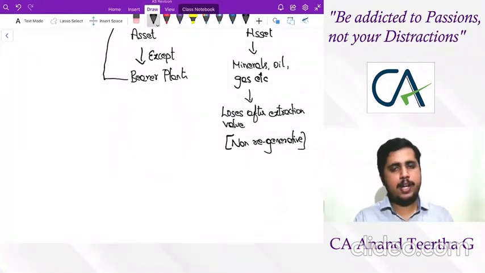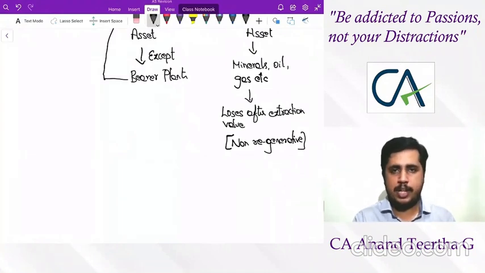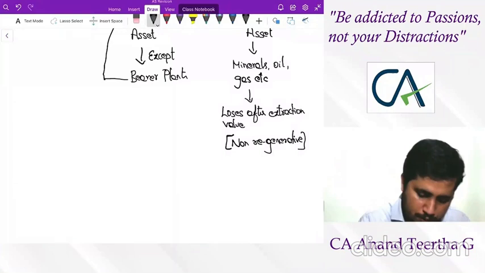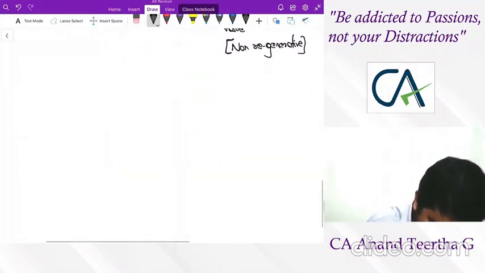So two problems came into the picture. Now, wasting asset, we saw the meaning. But two terms we need to know now. One, what do we mean by biological asset? Two, what do we mean by bearer plant? So first, let us look into what we mean by biological asset.